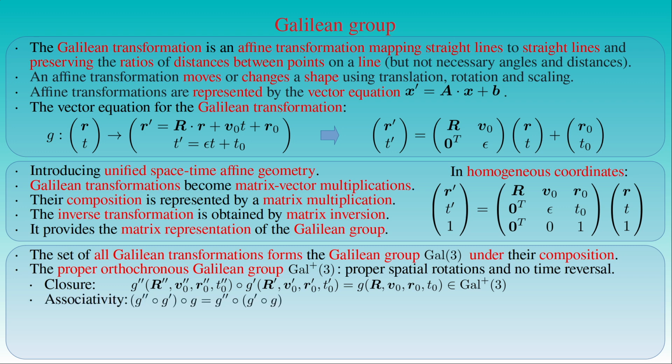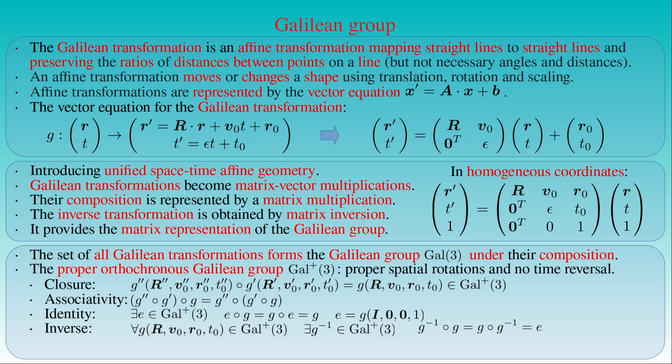The composition operation is associative, a property that follows directly from the associativity of matrix multiplication in the homogeneous coordinate representation. The group contains an identity element E corresponding to the transformation with no rotation, no boost, no spatial translation, and no time translation. That is, for the identity element E the rotation matrix is a unit matrix, the vectors of the boost and the spatial translation are null vectors, and the time shift is 0.